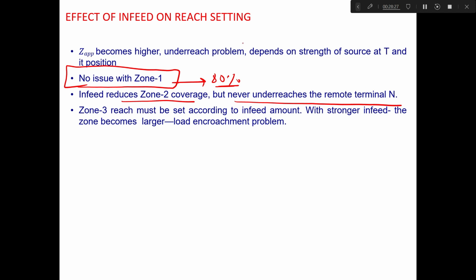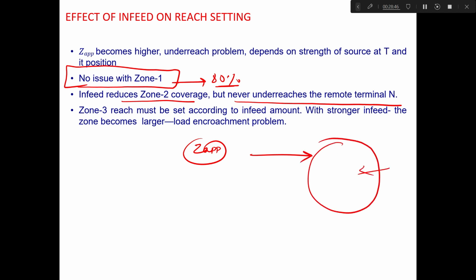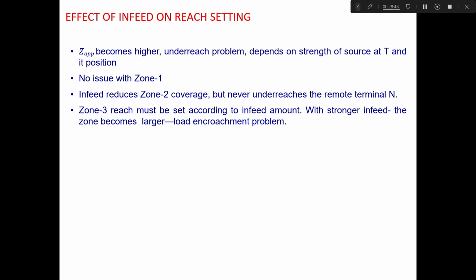But zone 3 has the maximum effect of infeed, and you have to set this according to the infeed amount. With a stronger infeed, if the infeed increases, the apparent impedance will increase. That means we have to set a higher coverage of zone 3. If you increase the coverage of zone 3, then the problem of load encroachment comes into the picture. So these are the problems related with infeed, the problem of coordination. You have to take a lot of things into consideration. The problem of load encroachment, the problem of infeed, all things are coupled together.